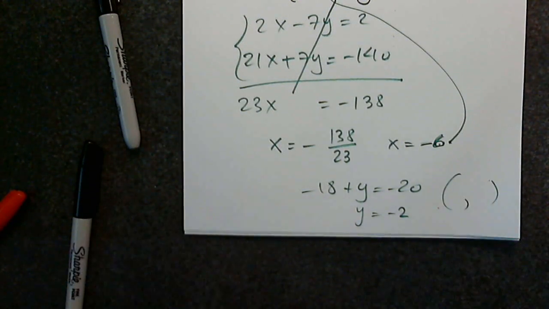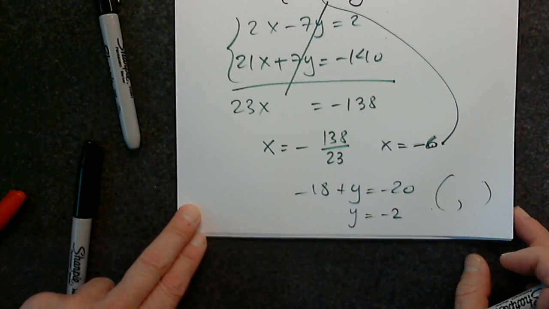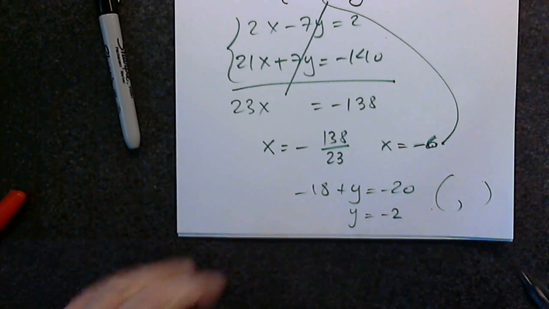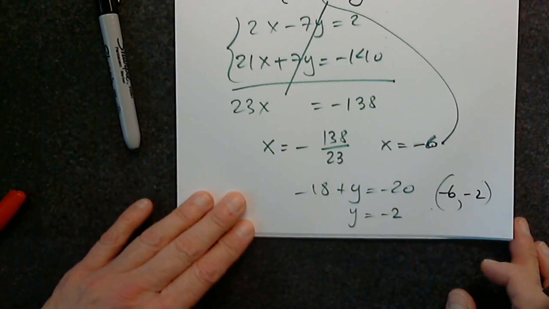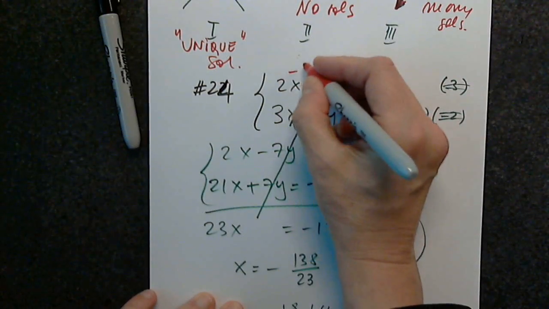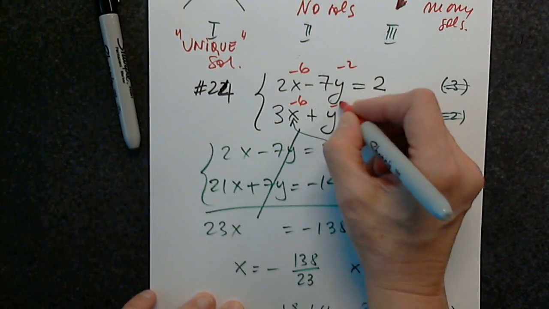So what is the prospective solution? I'm not certain yet. Very good. I don't know till I go back and check. So I'm checking in the original problem. -6, -2.